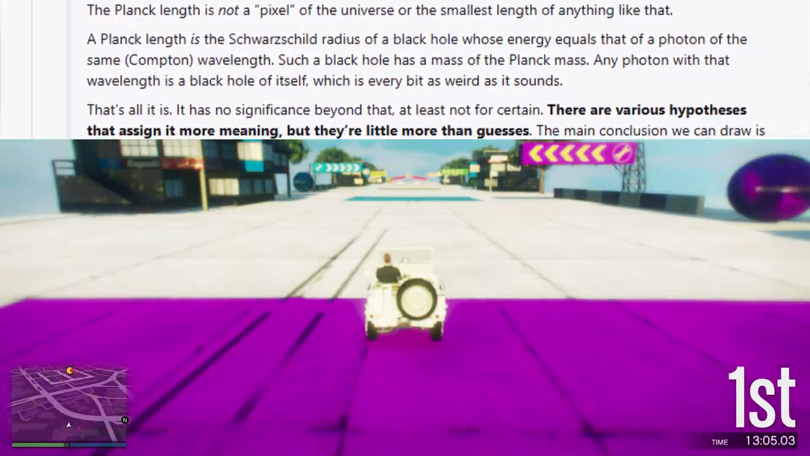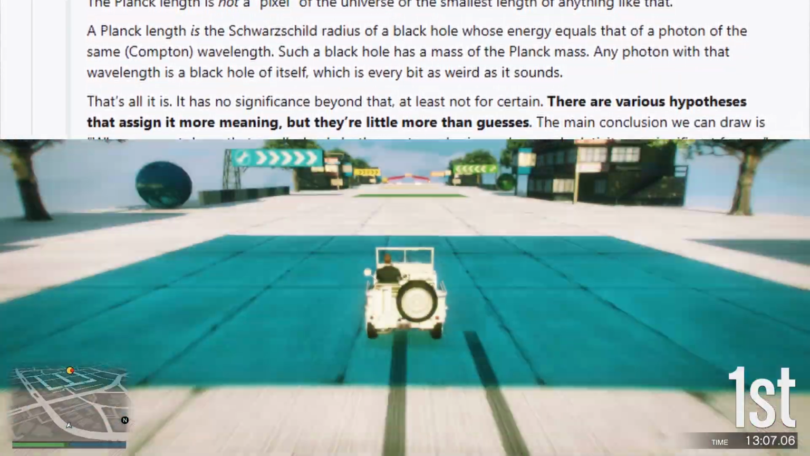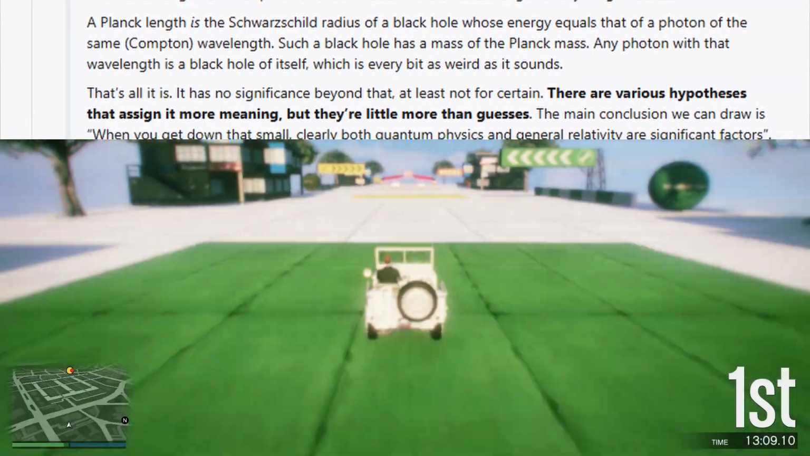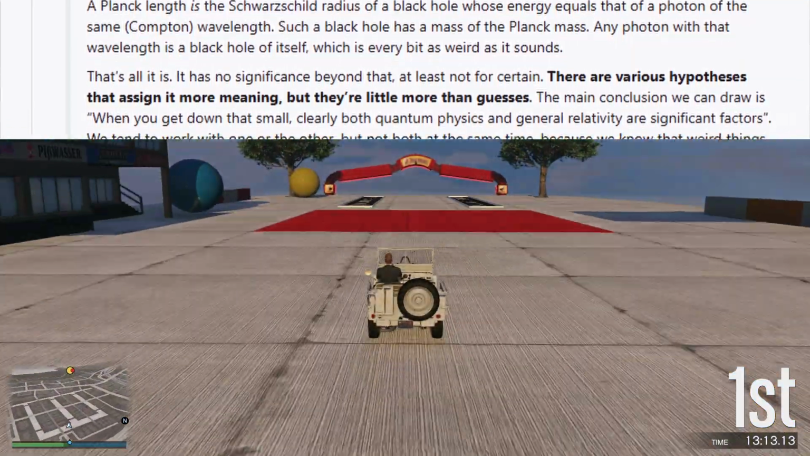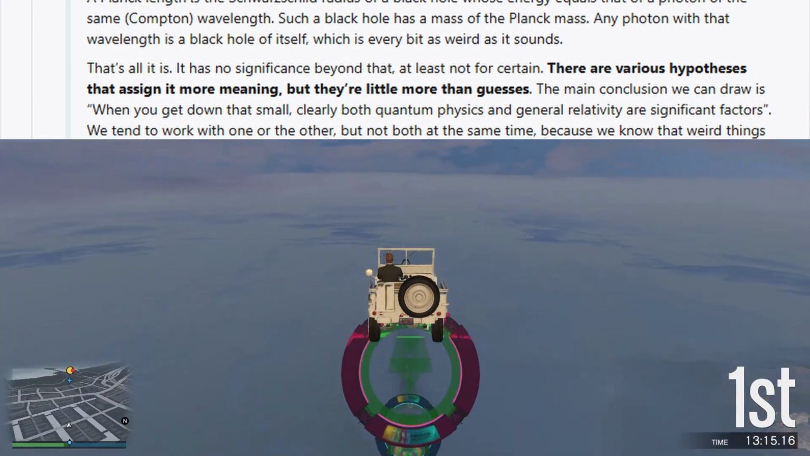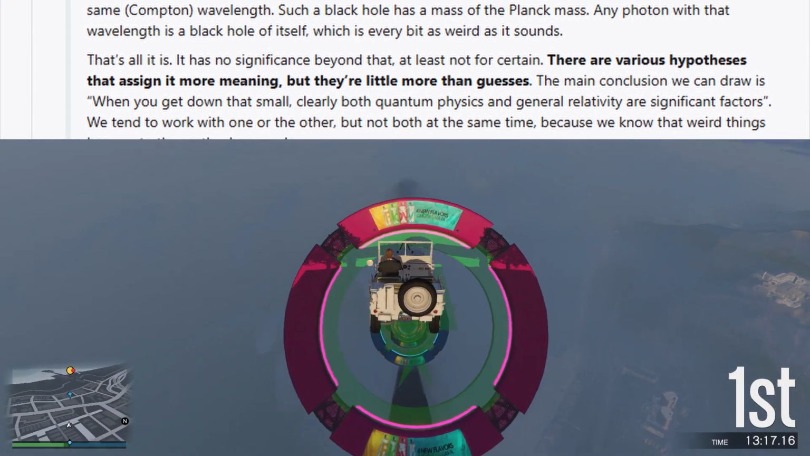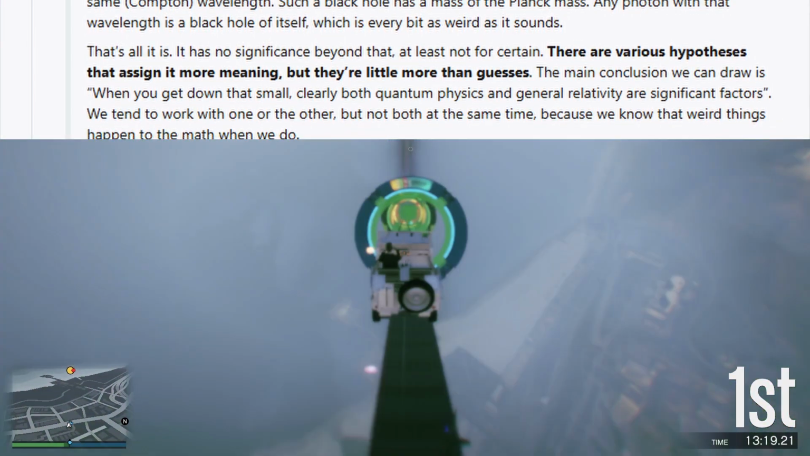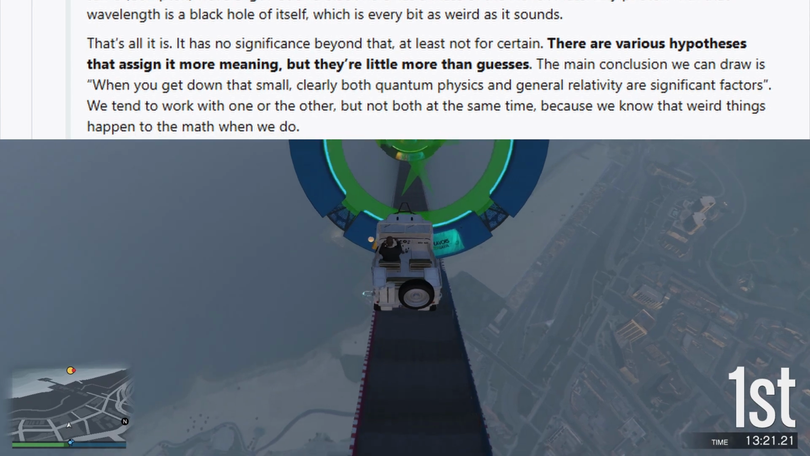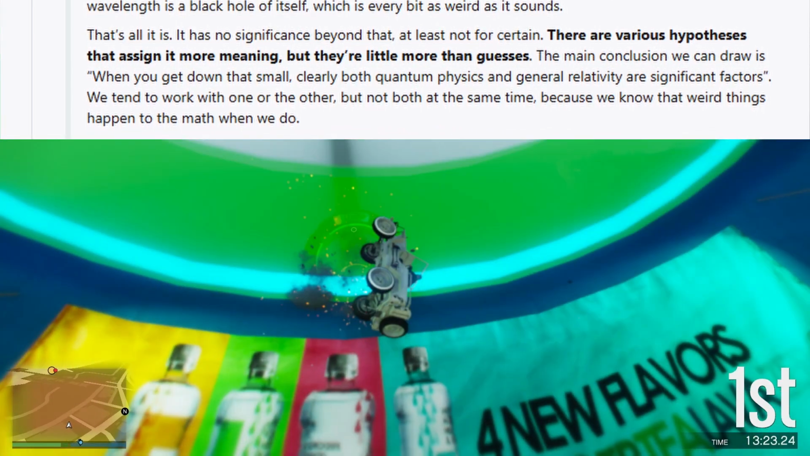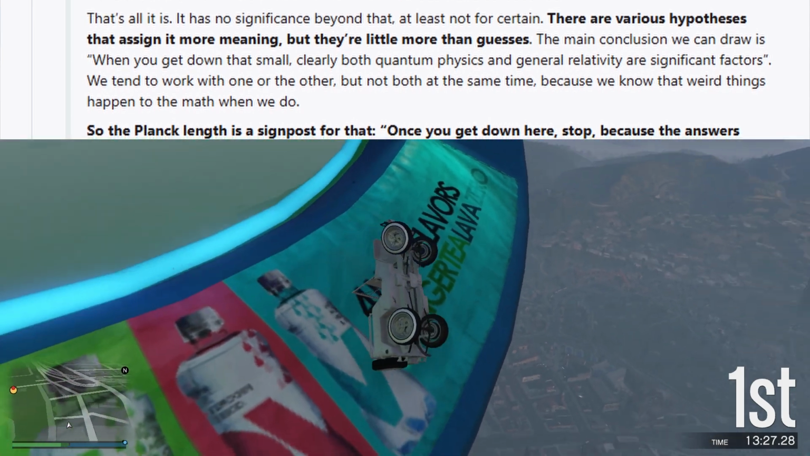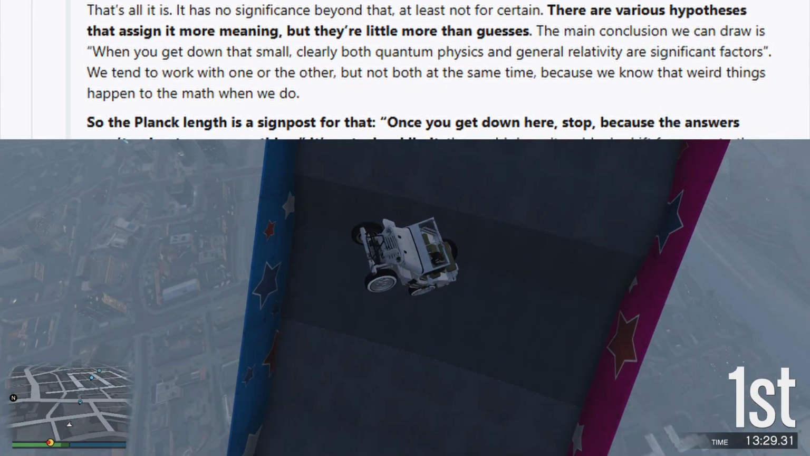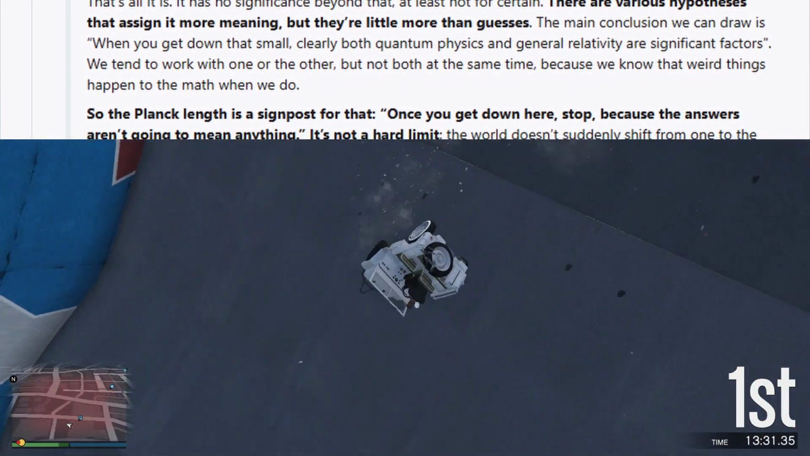That's all it is. It has no significance beyond that, at least not for certain. There are various hypotheses that assign it more meaning, but they're little more than guesses. The main conclusion we can draw is when you get down that small, clearly both quantum physics and general relativity are significant factors. We tend to work with one or the other, but not both at the same time, because we know that weird things happen to the math when we do.